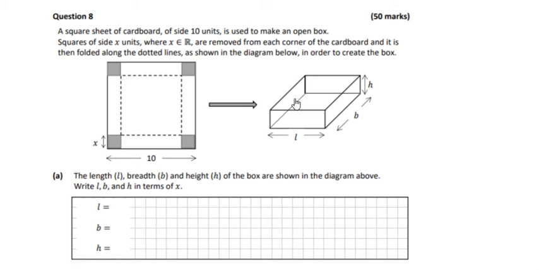Hi folks, so this is question 8. So what you have to write down for part A is the length, the breadth and the height of the box. So it's in terms of x. That means you can give x within your answer.